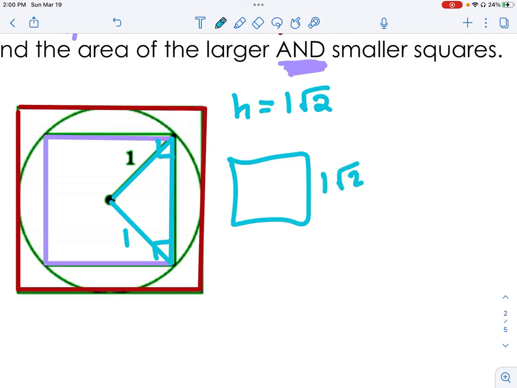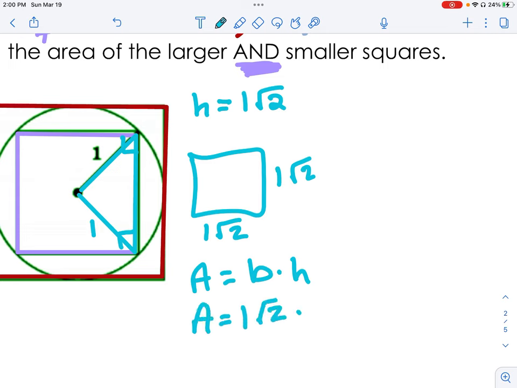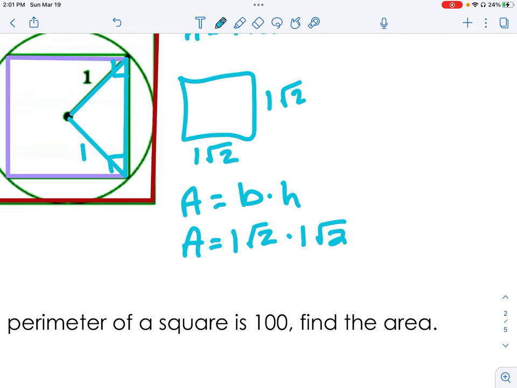We have 1 radical 2, and we know since this is a square, all sides are going to be 1 radical 2. So area equals base times height. Area equals 1 radical 2 times 1 radical 2. And I could plug this in my calculator, I can do it in my head, I can use some old-fashioned sticks and count them out. Whatever your heart's desire to solve this problem, you will end up with the area is 2. So this is for the smaller square.